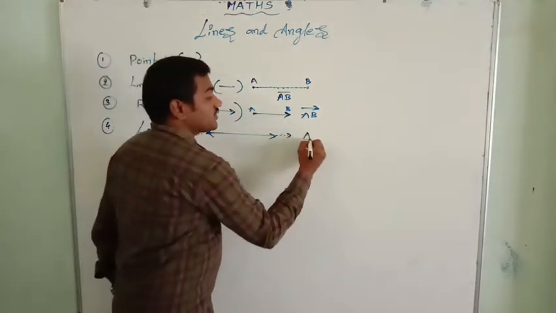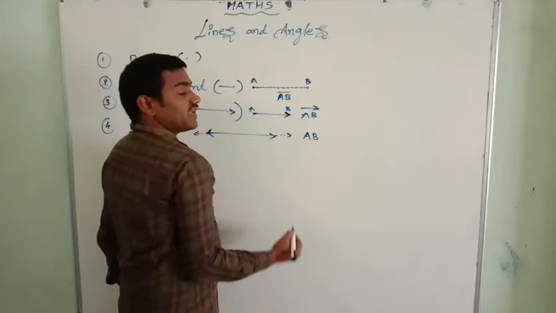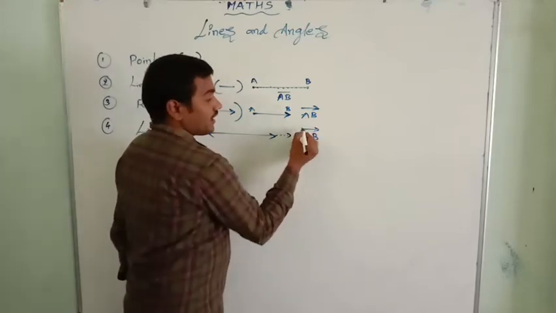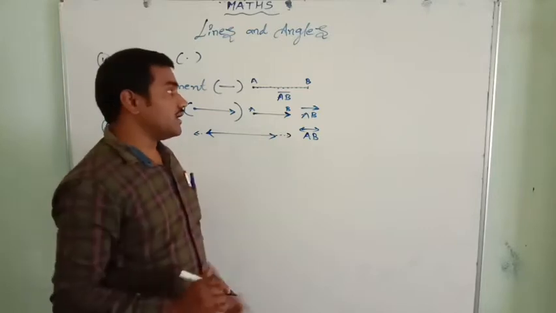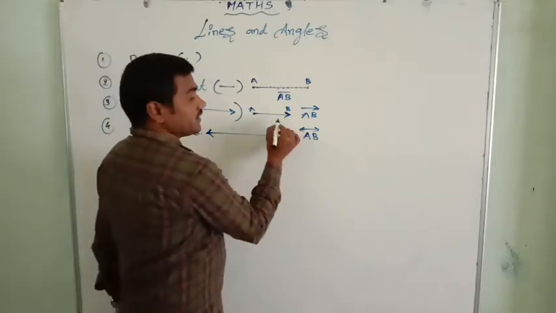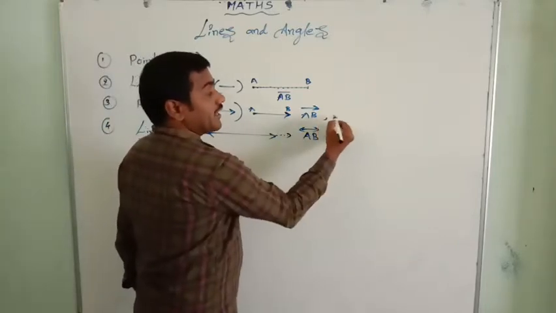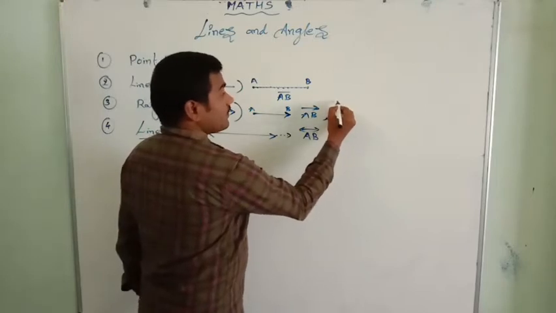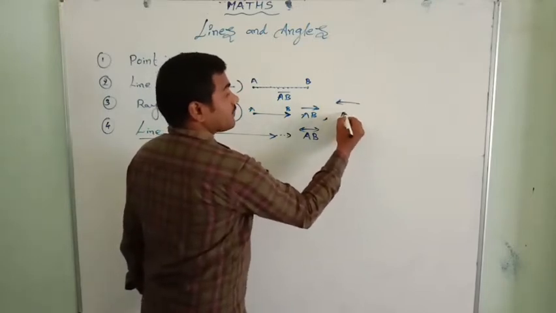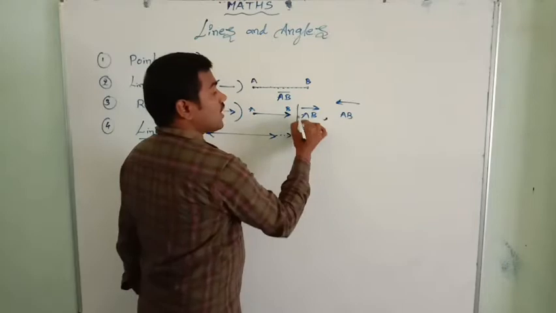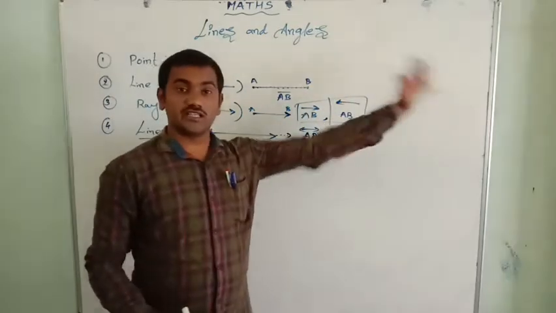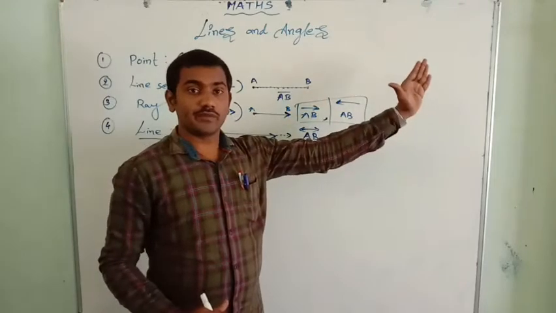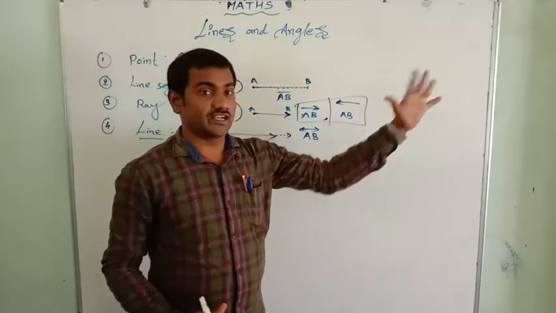If you want to show the symbolic form of a line, we can show it like this, AB line. I would like to tell you one more thing here. This is an AB ray, and these two are different, not the same. AB ray: this ray is moving this side, from A to B. The B side we can extend infinitely.